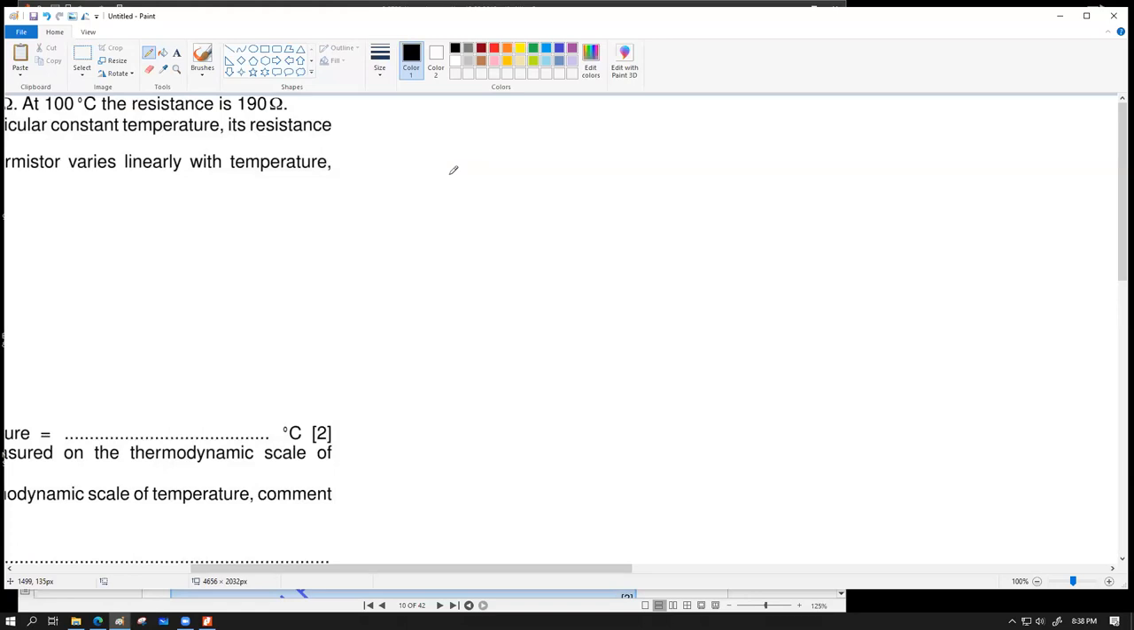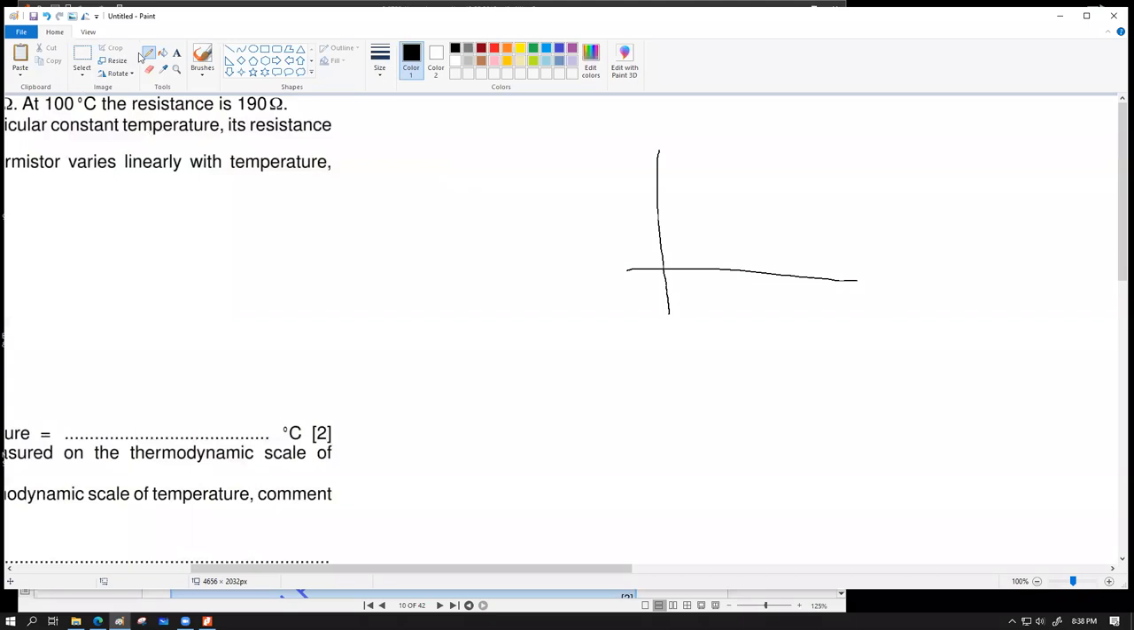Do you understand what I mean by linearly? Do you understand the difference between the word linearly and directly proportional? If any of you have confusion about this, write it in a response and I'll explain.